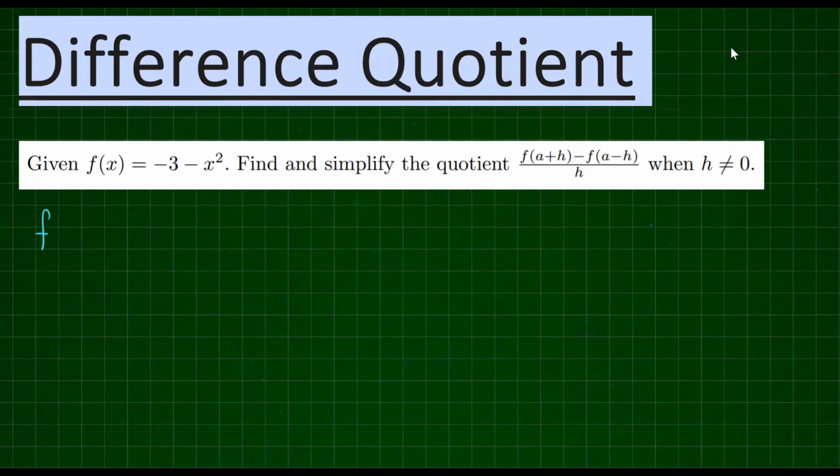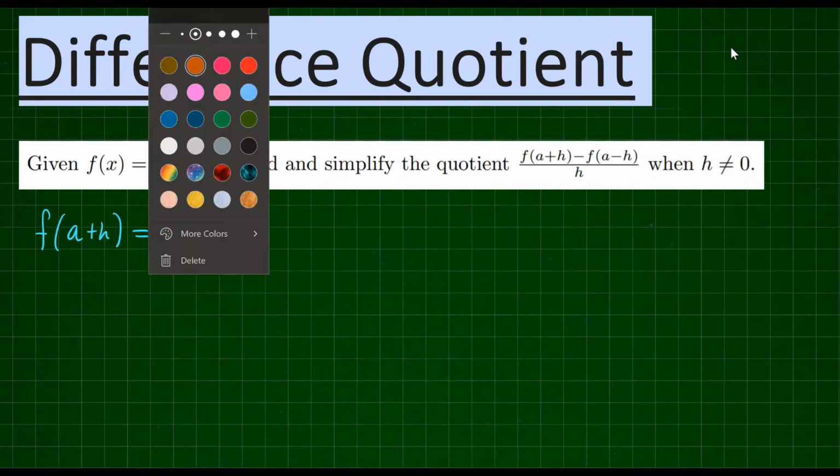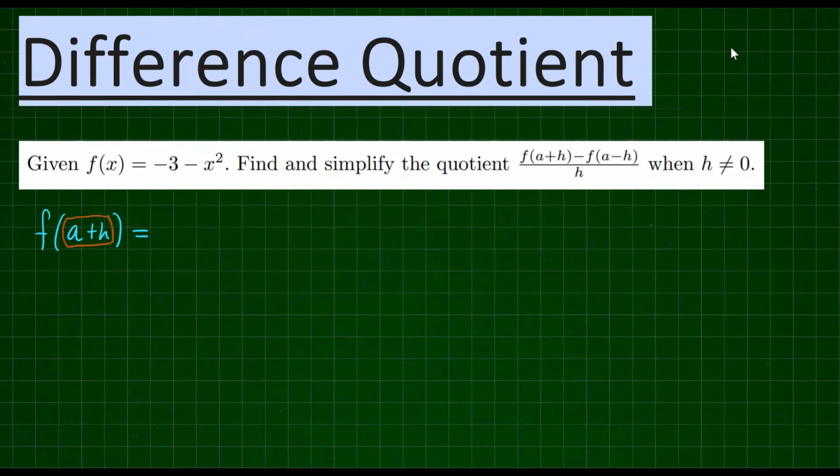So let's figure out what is f of a plus h. The function is -3 minus x squared. So we're going to be inputting this into our x. If we do that, we have -3 minus x squared, where x is replaced with this new input, a plus h. And then we expand this out just to simplify it later on. If I expand a plus h squared, we have -3 minus a plus h times a plus h. So that's what the exponent 2 represents.